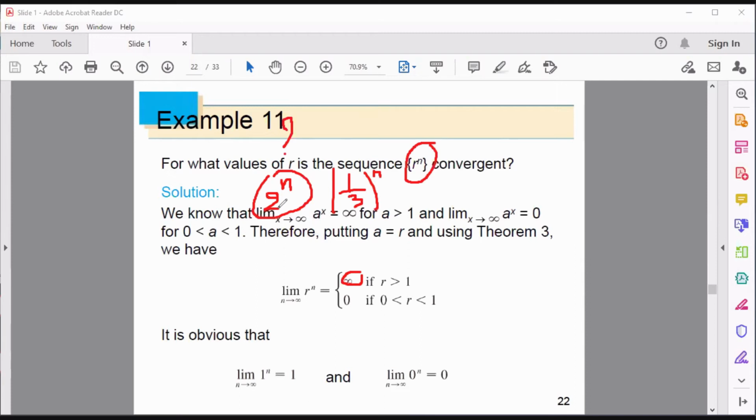That means here 2 to the x, or any a to the x, goes to infinity if a is more than 1, and a to the x goes to 0 when a is between 0 and 1. Therefore, we have this formula: r to the n goes to infinity when n goes to infinity if r is more than 1, and goes to 0 if r is between 0 and 1. These are two different situations, so we have to check if r is more than 1 or if r is between 0 and 1.